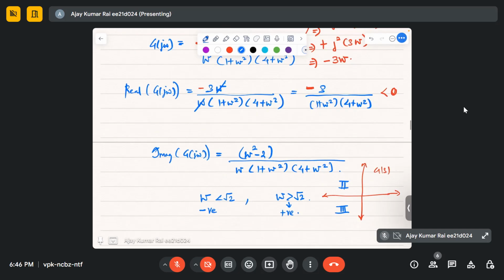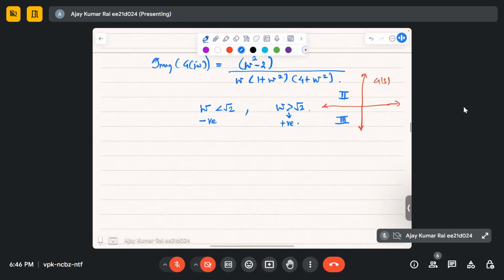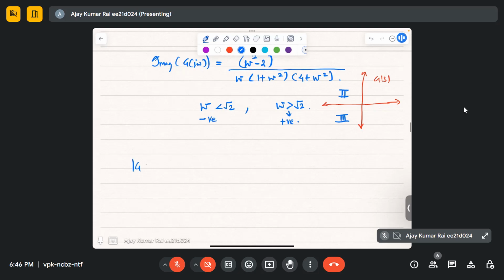Okay, so let's again find out, because G of j omega, the magnitude, directly we'll write omega into root of 1 plus omega square, and 2 square plus 4 square.